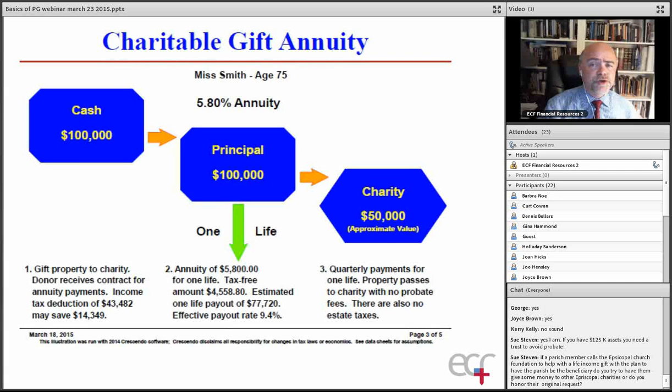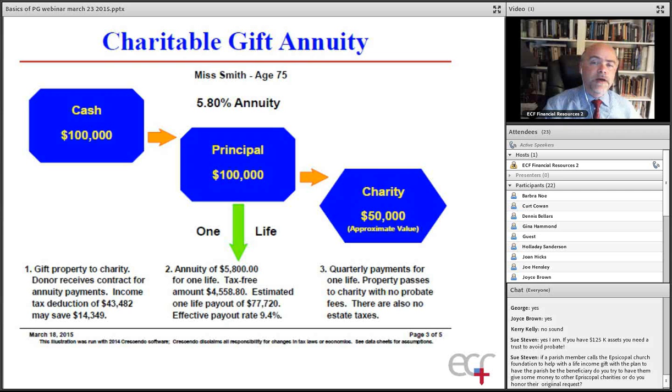And so this can be extremely advantageous, effectively giving a much higher payout than she's receiving in the absolute annuity rate term. However, it still leaves, on average, about 50% of the original value. Now, because the Episcopal Church Foundation is guaranteeing that Ms. Smith will receive that $5,800 regardless, if this gift goes down to a zero value, she'll still receive that $5,800.